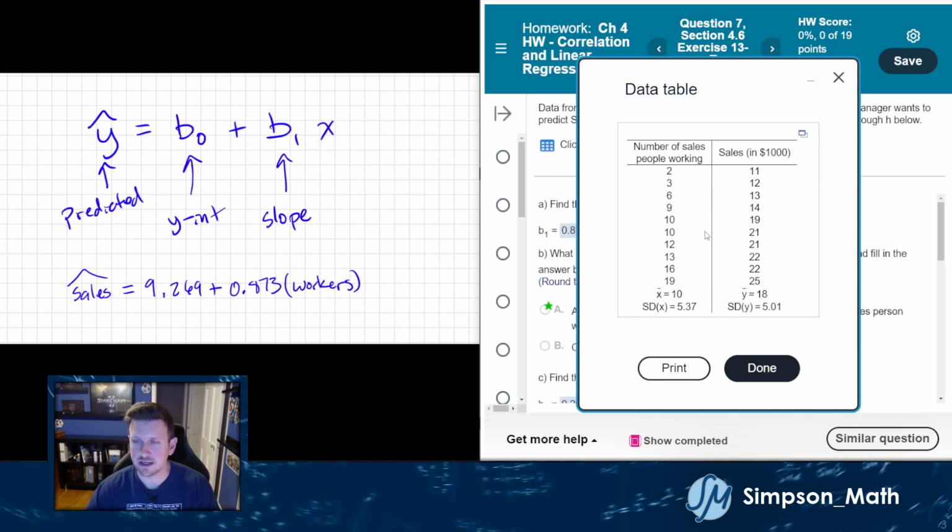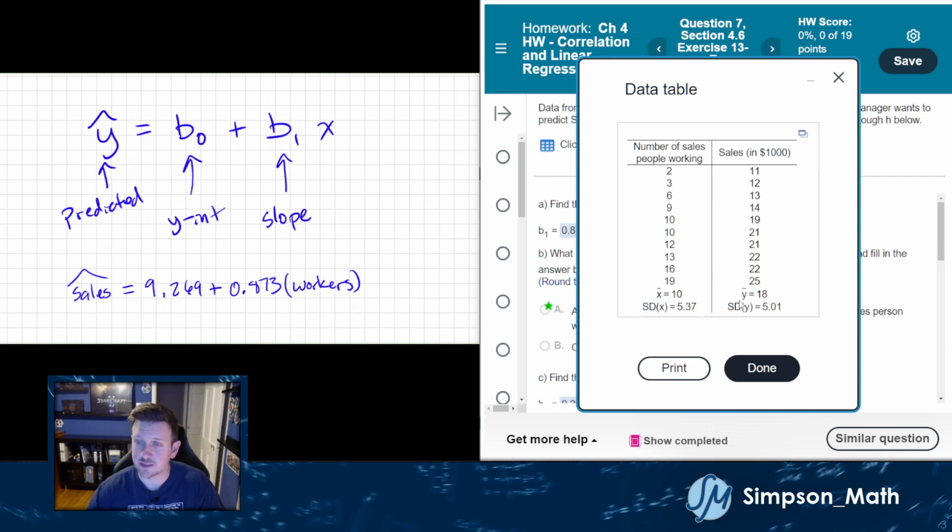So these are paired data. This data is not just sorted arbitrarily. This 2 is tacked on to that 11. This 3 is with that 12. That means when there were 2 salespeople working on some particular day, there was $11,000 in sales, and obviously they're rounding to a nice even number. When there were 3 people working, there was $12,000 in sales. 16 people working, $22,000 in sales, and so forth.